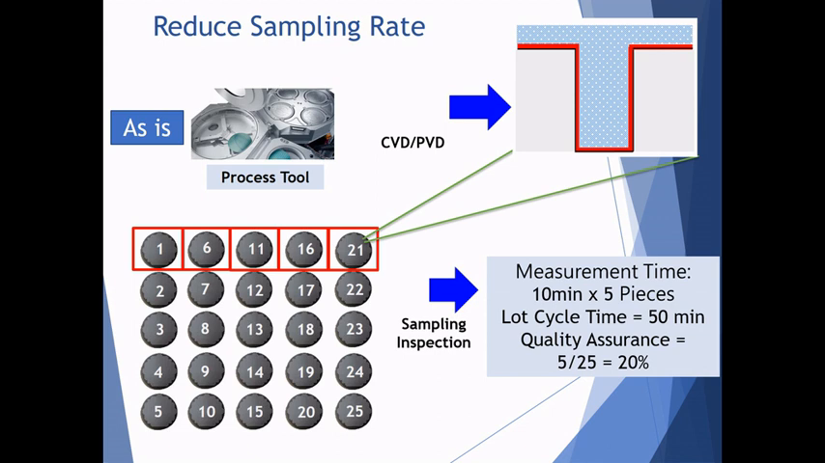Assume that it takes 10 minutes to measure a piece of wafer. 5 pieces of wafer will take 15 minutes, which means the process cycle time will increase by 15 minutes while waiting for the measurement result.